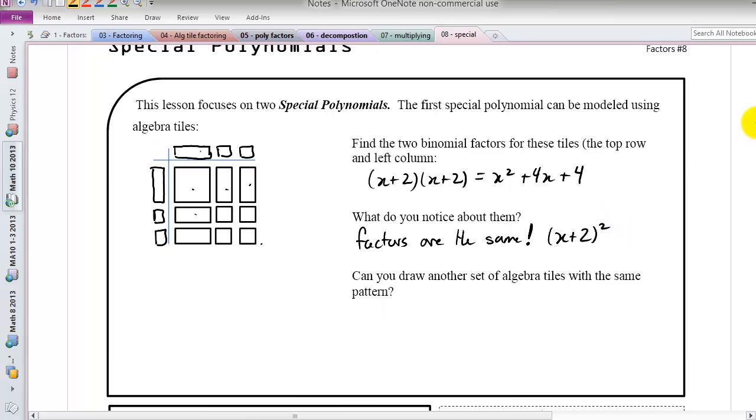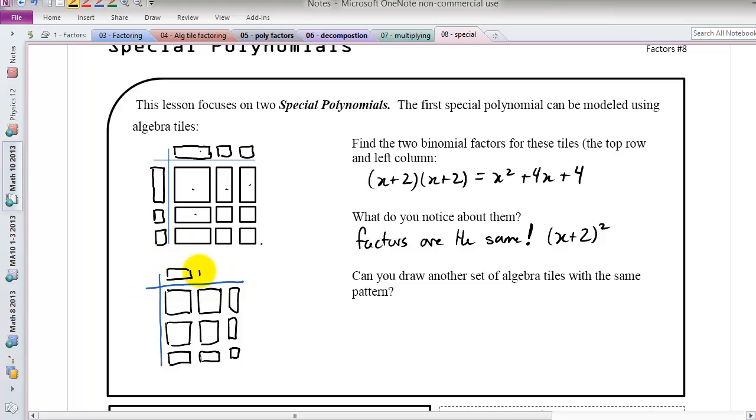And then I'm asked, can I draw another set of algebra tiles with the same pattern? And for sure I can. I think I just have to draw something that's square. So try this. Keep everything square. That looks like a square to me. Let's factor out the binomials and see what I get.